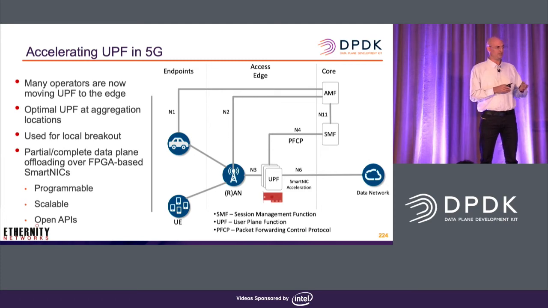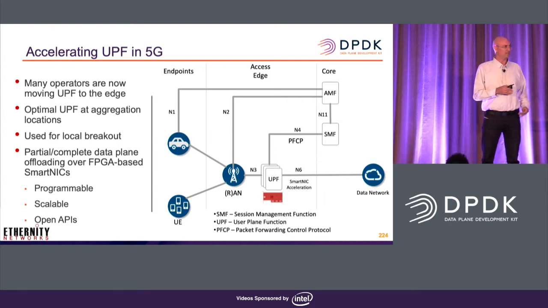But in the previous presentation, you just heard about the need for what's called local breakout. If you want very low latency in 5G and you want some data from the internet cached at a local point, then you need to break out at the edges. And this is a choice for many carriers. They can choose to put the UPF at the edges.